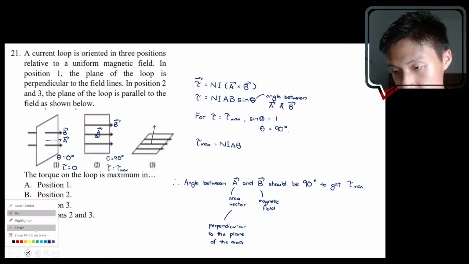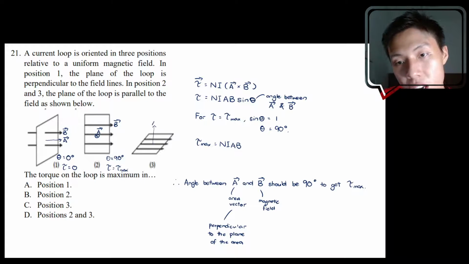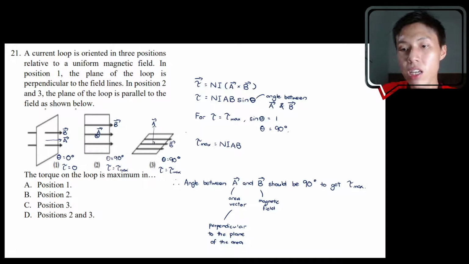The area vector should be straight, perpendicular. So let me draw it once more. Okay, so this is your area vector and this is your magnetic field. Theta is equal to 90 degrees once again, so your torque will be equal to torque max. Okay, so position 2 and position 3 both have maximum torque, so our answer will be D.